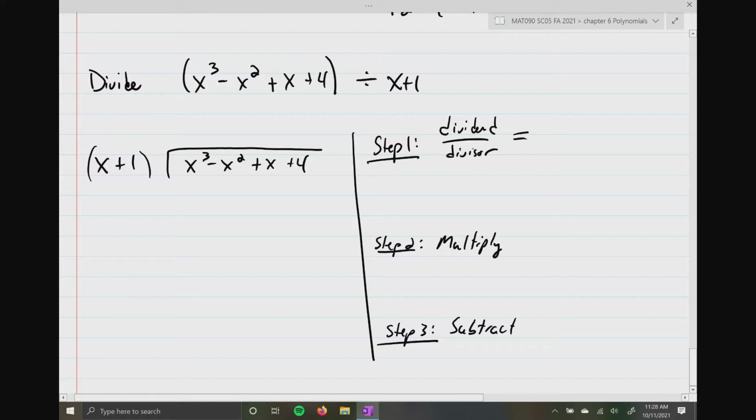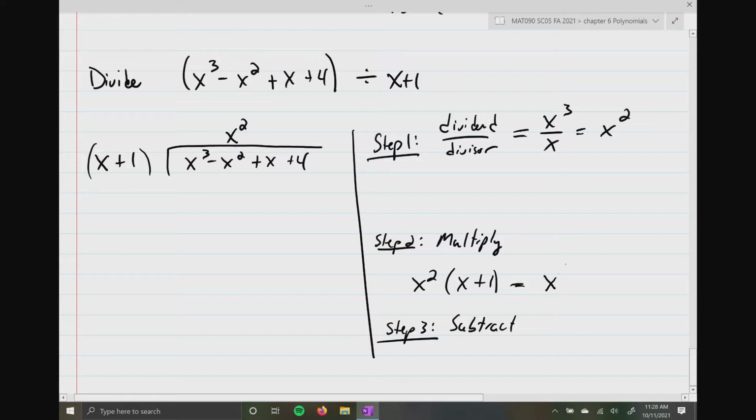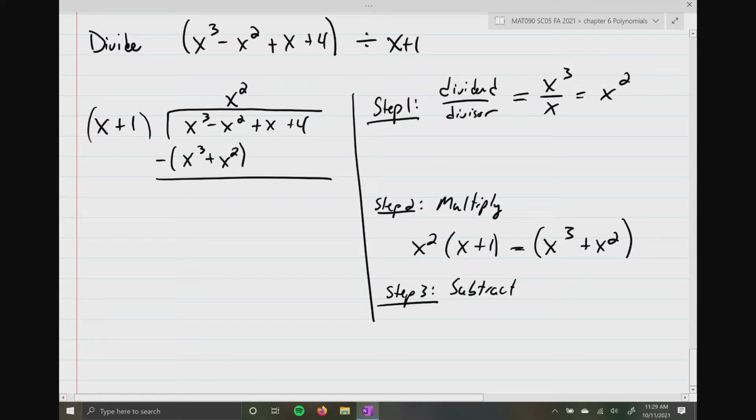So, dividend, x to the third over x equals x to the second. I take that, put it in my quotient. I also take x to the second, I multiply it times x plus 1, or the quantity x plus 1. That's going to give me x to the third plus x to the second. Remember, put it in parentheses and write it over underneath your problem. Now it's subtraction time. X to the third minus x to the third is 0. Negative x to the second minus x to the second is negative 2x to the second. Does everybody agree with that? All right, so we write that directly underneath, and then we drop down our next term, which is just going to be the plus x.